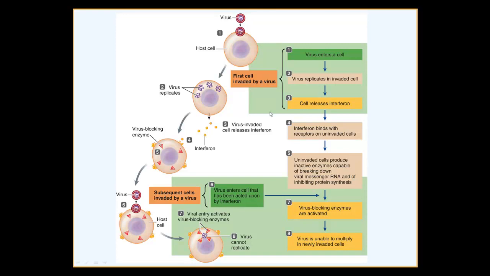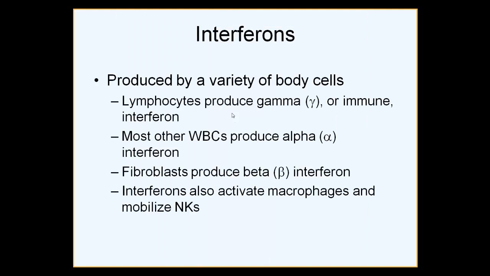And they are mainly produced by infected cells, although interferon is also made by other cells. So, for example, lymphocytes are also capable of making gamma interferons. Many of the white blood cells make alpha interferon. Fibroblasts make beta interferon. You don't have to remember those types. You just need to understand that interferon is made by several types of white blood cells, and it's extremely critical. It's not just made by a virus infected cell.